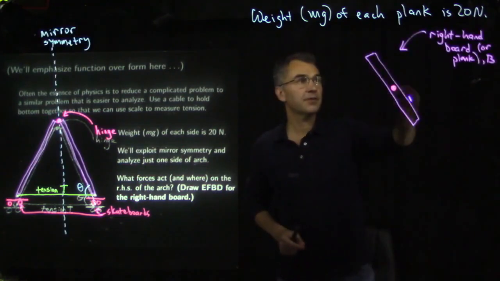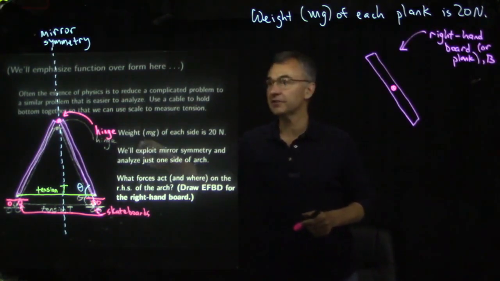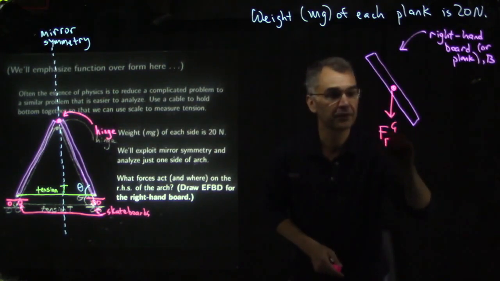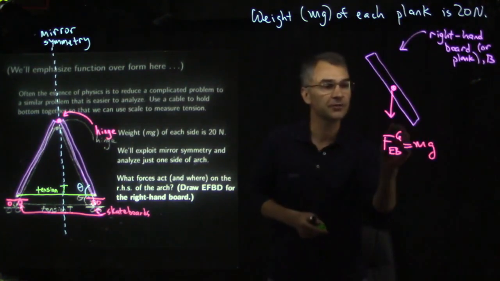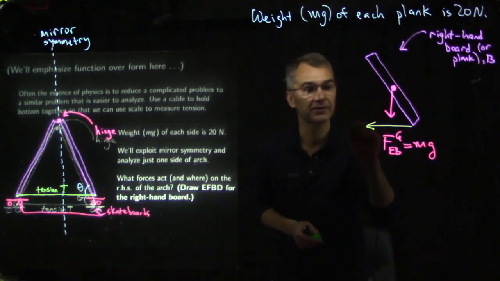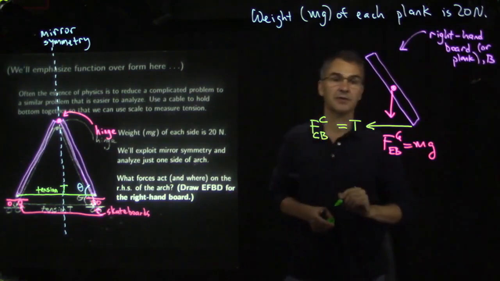So here is the right-hand board, or plank. I guess I'll call it B for board. We could have called it P for plank. Let's call it B for board. And then we can call this H for hinge. So the first force is the gravitational force by Earth on the board, which just equals mg. The next force is the tension force, the contact force exerted by the cable. So I'm going to say this is the tension T, which is the contact force exerted by the chain or the cable on the board, and it's horizontal.